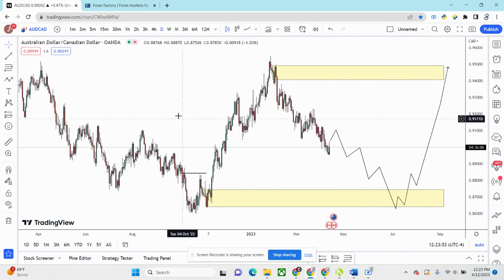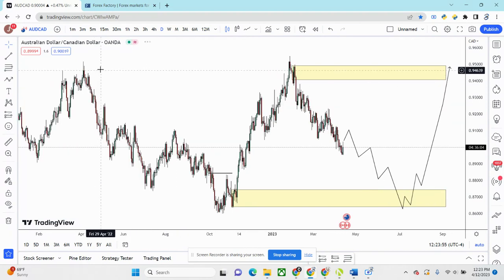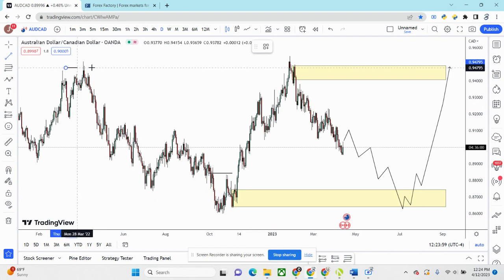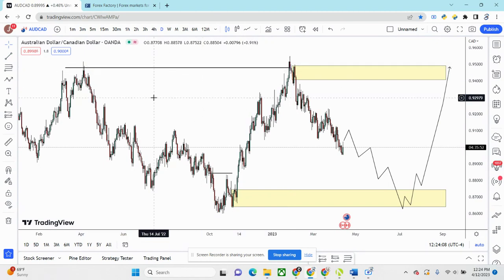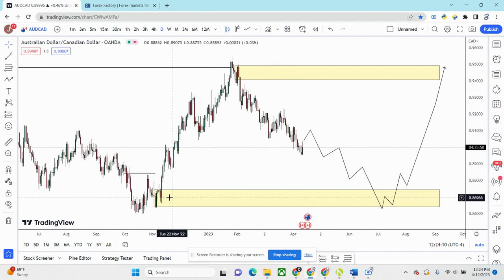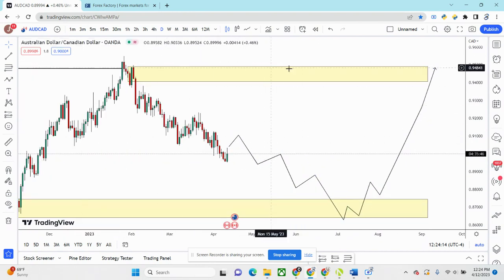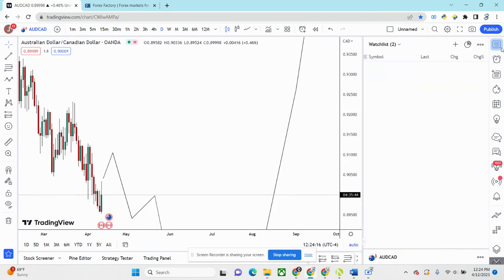So big move down. And then this area was hit again. You kind of see some resistance in this area. I don't really trade too much on support and resistance, but your support and resistance kind of goes hand in hand. But I look for blocks, like these big pushes. And this is what I believe for the Aussie dollar, Canadian dollar.